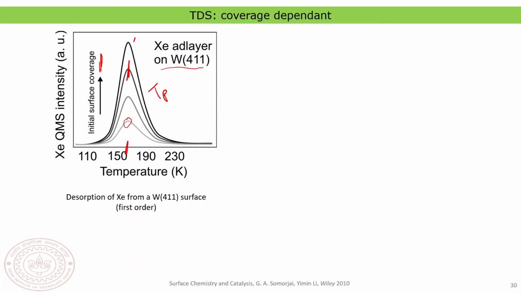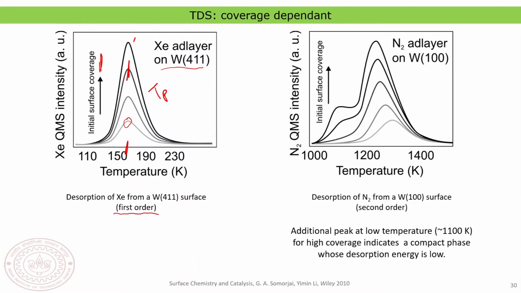So, this is a direct indication that the desorption that you are looking at is a first order desorption. That is something we have already discussed in the previous slide, and now you can see in a real example that we have a first order desorption. That means the peak temperature is independent of the coverage. Now let us look at a few more interesting examples, then you would understand.